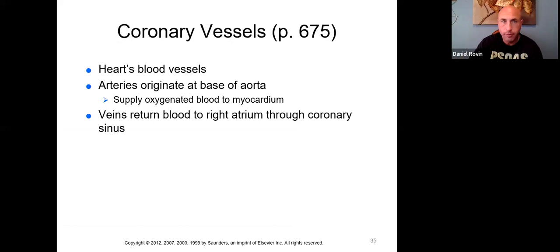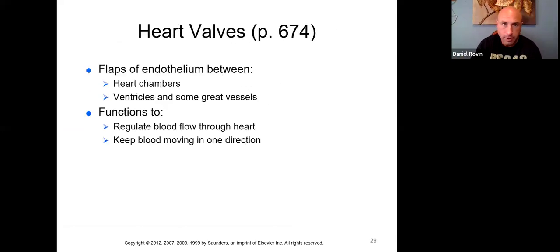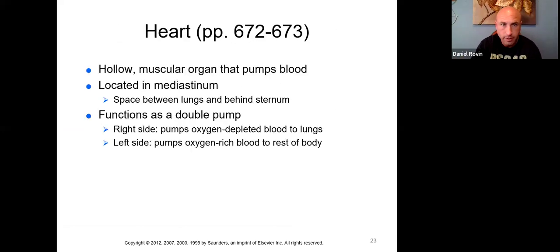So let's make sure that we've covered everything that we need to cover with the heart. All right. So we got the heart, a muscular organ that pumps the blood. It's located behind the sternum, again, like a double clenched fist, set behind the sternum, but tilted so that the apex of the ventricles is off the midline to the left.